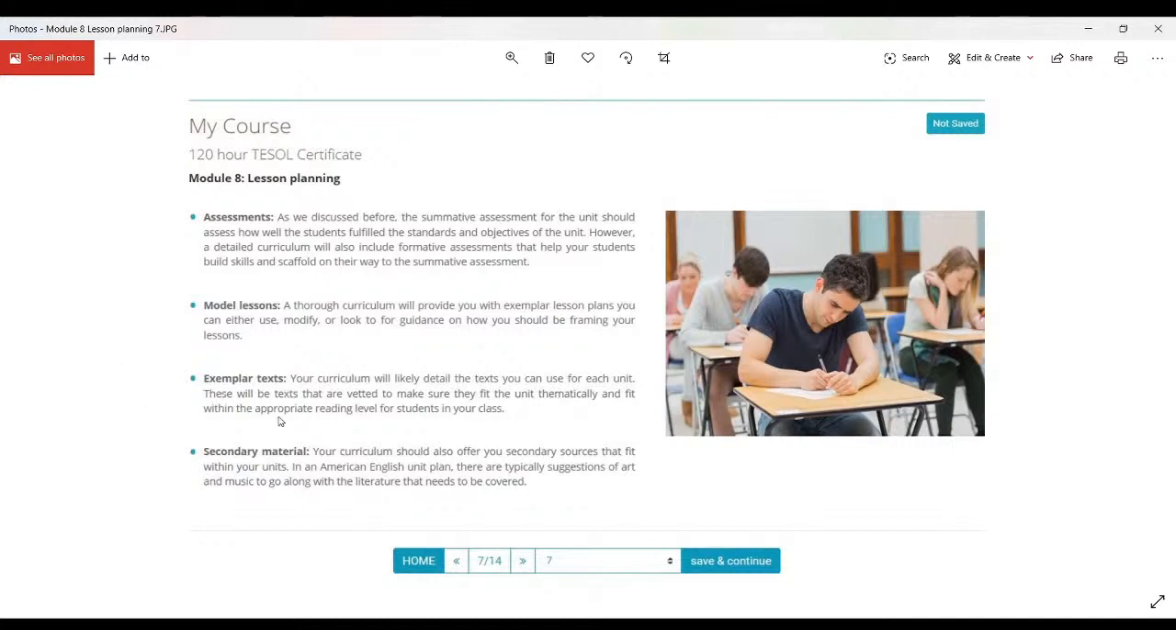Exemplar texts. Your curriculum will likely detail the texts you can use for each unit. These will be the texts that are vetted to make sure they fit the unit thematically and fit within the appropriate reading level for students in your class. Secondary material. Your curriculum should also offer secondary sources that fit within your units. In an American English unit plan, there are typically suggestions of arts and music to go along with the literature that needs to be covered. Save and continue.